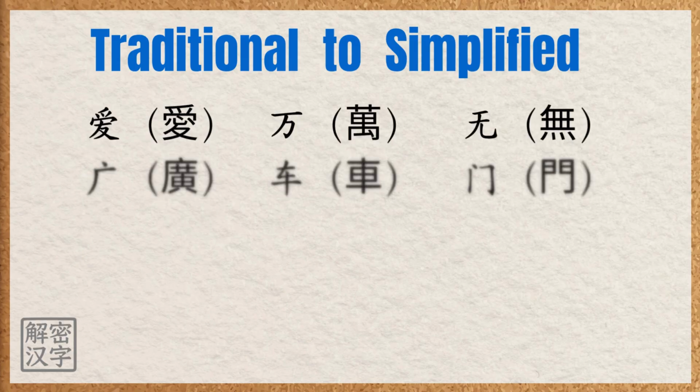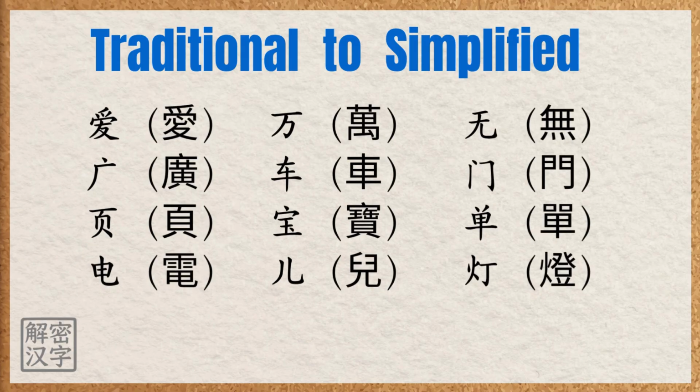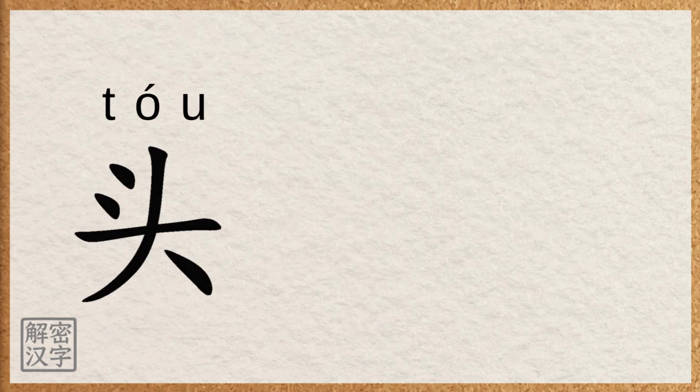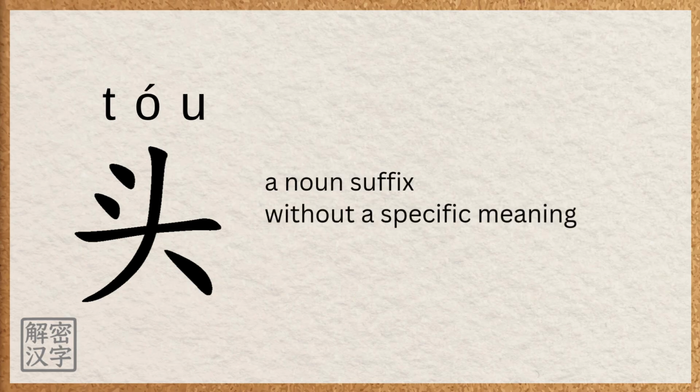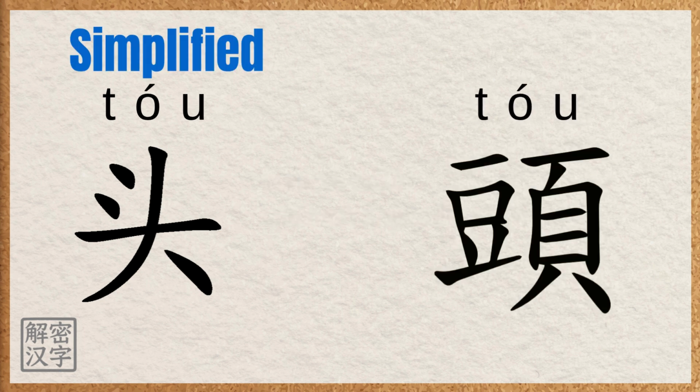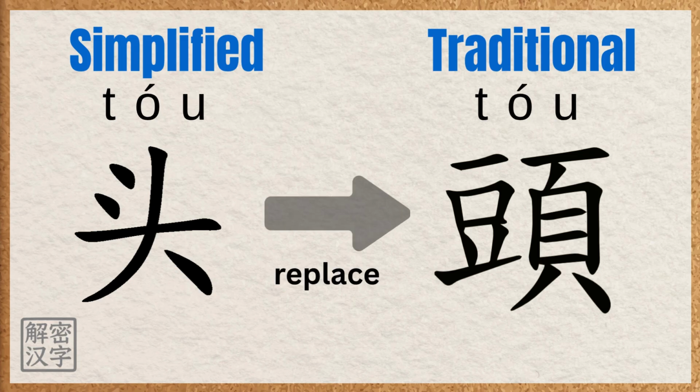In 1956, China simplified nearly 600 traditional characters. In earlier usage, this character, tou, mainly appeared as a noun suffix without a specific meaning. Because both characters shared the same pronunciation, the simplified character, tou, was used to replace the traditional form, tou, in simplified Chinese. Let's practice reading this character together.